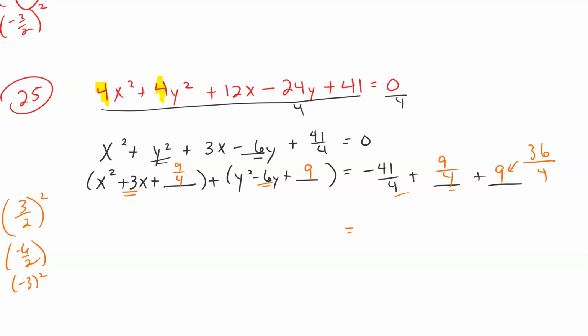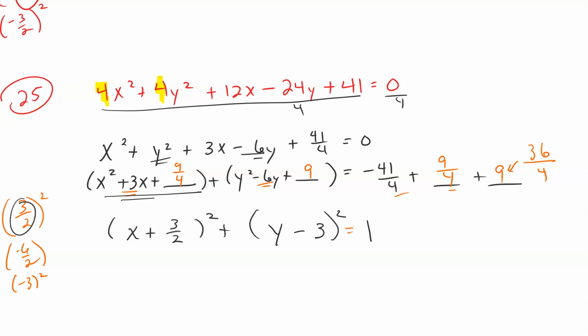All right, so what do we get here on the right? Well, a negative 41 plus a positive 9 is a negative 32. A negative 32 plus 36 gives me a 4. So that's 4 over 4, which equals what? 1. So we get over here 1. What are going to be my values on the other side? Because I know I want my two sets of parentheses being square. Well, here for the x squared, we're going to get x plus, remember, we got a positive 3 over 2, so we have 3 over 2 squared, plus the quantity y minus 3 being squared.